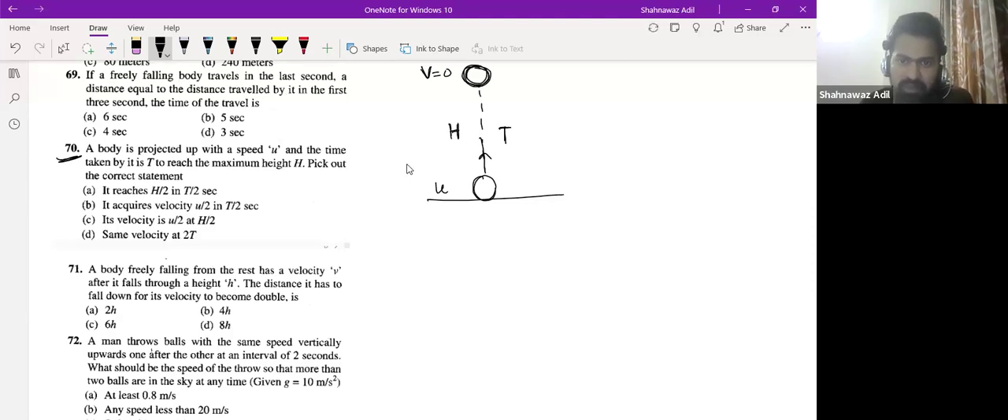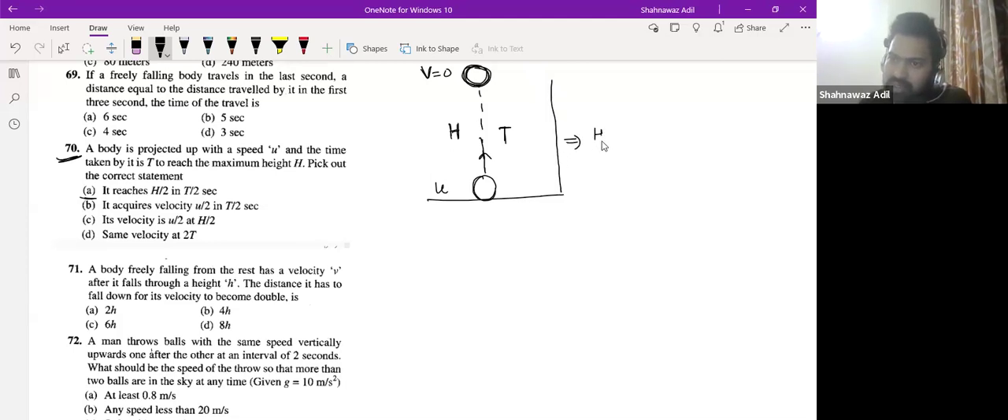So it reaches h by 2 in t by 2 seconds, and this we will have to check. It acquires velocity u by 2 in t by 2 seconds. Its velocity is u by 2 at h by 2, and the same velocity at 2t. So we have to find out what is the height at t by 2 seconds. First, let us write all these scenarios.